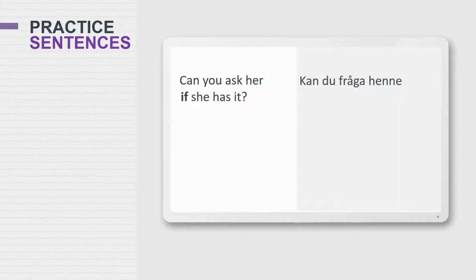And this word om, O-M, 2 letters, this word can also mean about. It has the same meaning as about. Because Swedish is one of those languages where one word can mean a lot of different things. So the word om can be used as if, and you can also use it as about. Anyway, in this case, it means if. So how would you say, can you ask her if she has it? Kan du fråga henne om hon har den? Om hon har den, or det, depending on the context.